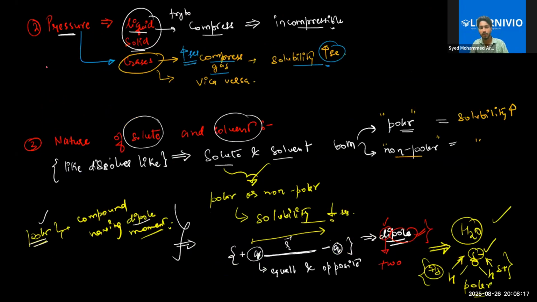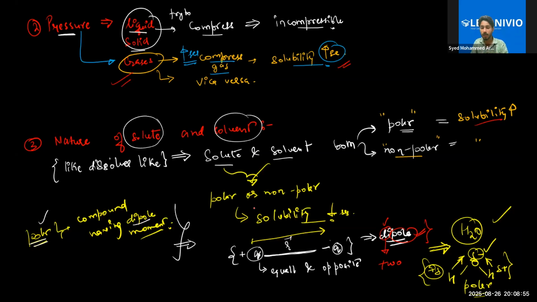Now the next one would be pressure. Both liquids and solids are incompressible, so we are not going to discuss solubility for liquids and solids. But gases can be compressed by increasing the pressure. If we increase the pressure, the solubility increases. Now the next one would be the nature of solute and solvent. If both the solute and solvent are polar, or both are non-polar, the solubility increases. If one is polar and the other is non-polar, the solubility is going to decrease.